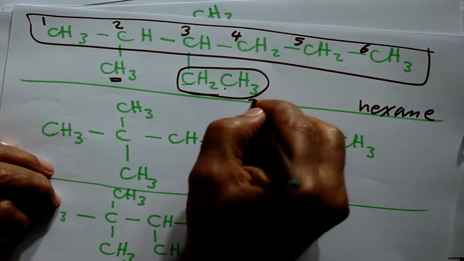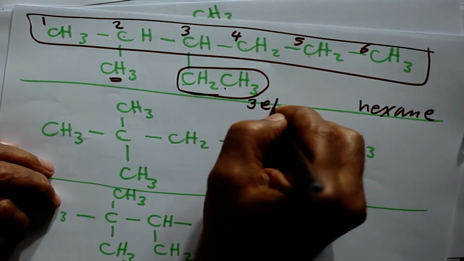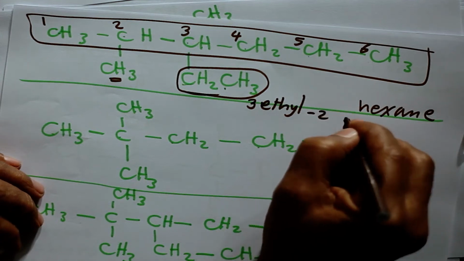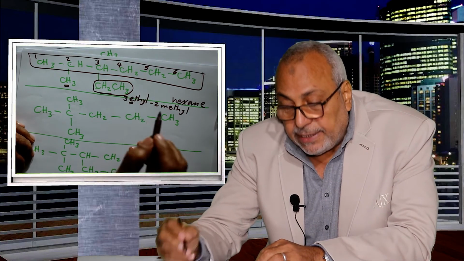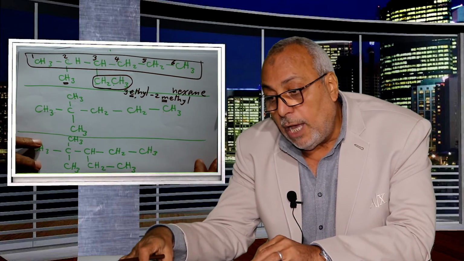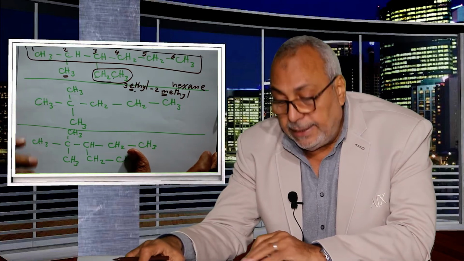According to alphabetic order, E comes before M. So 3-ethyl before 2-methyl. According to alphabetic order, E before M. This is the rule according to the I.U.P.A.C system.